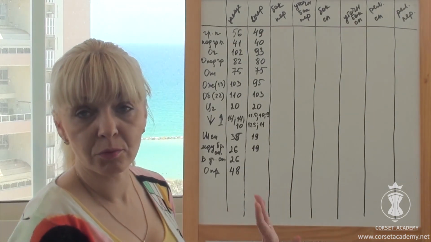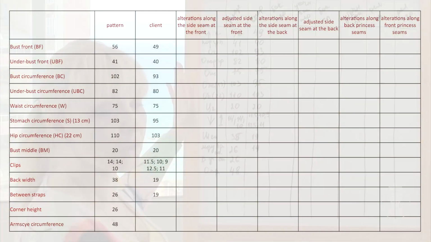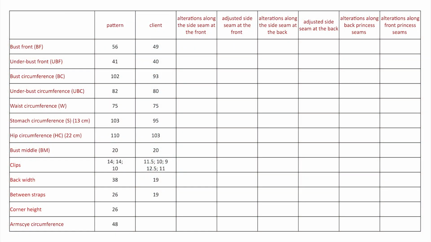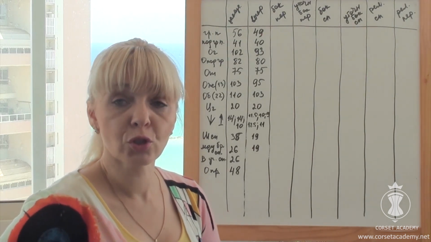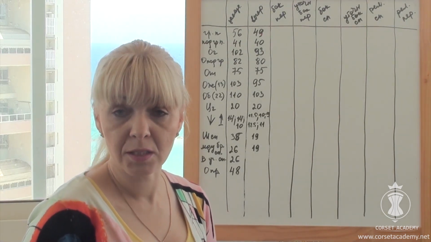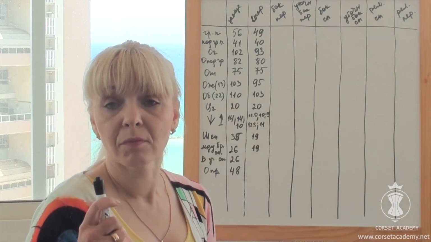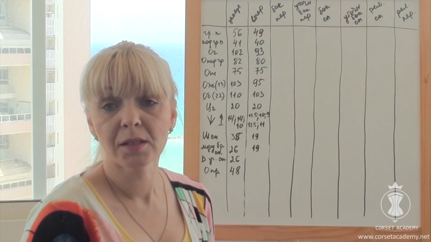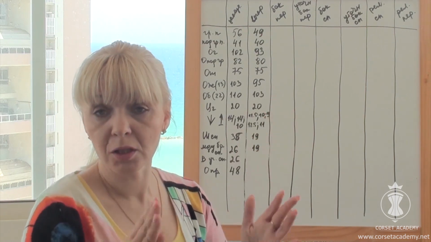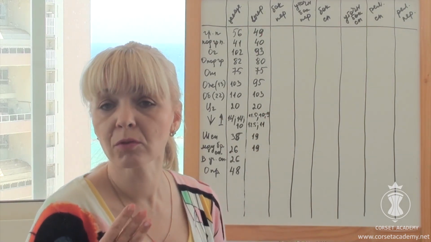Let me list the measurements I'm going to use. Column 1. Bust front, under bust front, bust circumference, under bust circumference, waist circumference, stomach circumference, 13 centimeters below the waistline, hip circumference, 22 centimeters below the waistline. It's very important to know where exactly you took these measurements. It becomes particularly urgent when you're sewing a slim-fit dress. For example, a mermaid dress, because the side contour of the client's body is crucial then. Therefore, you need to know precisely at what distance from the waistline you're taking the hip circumference measurement.